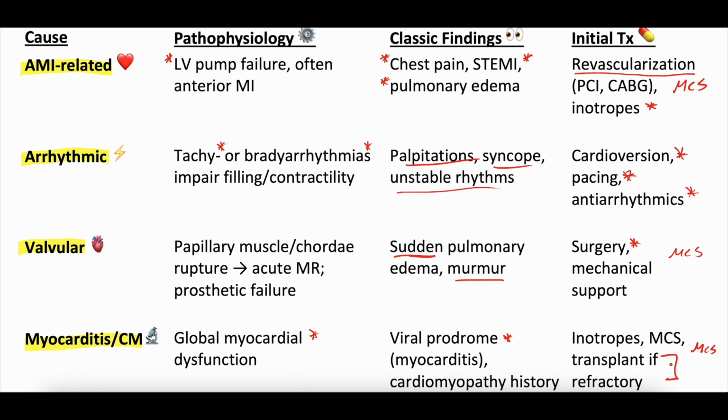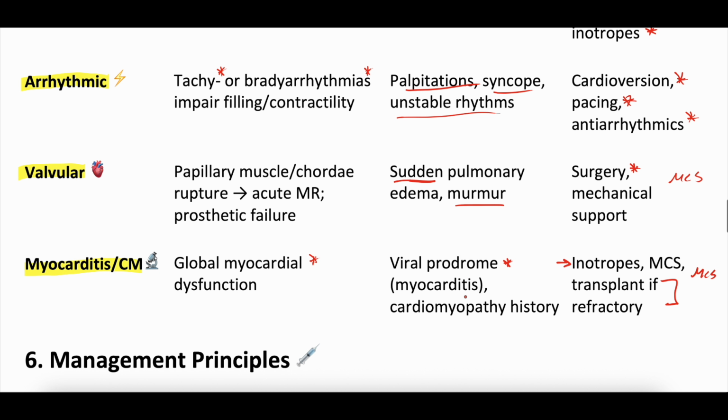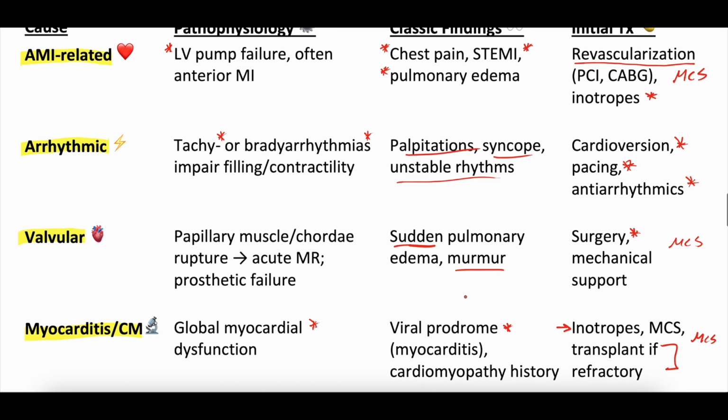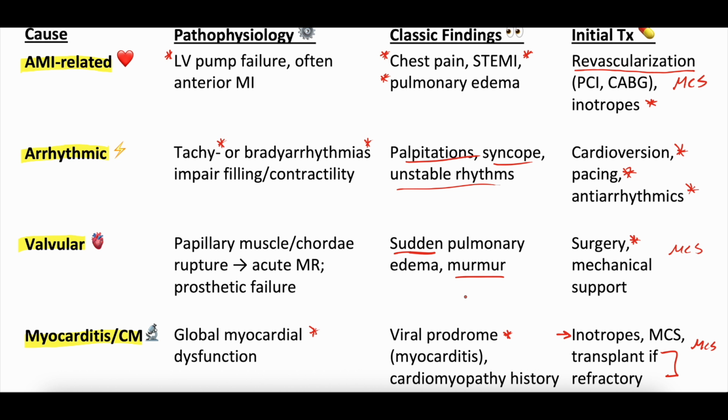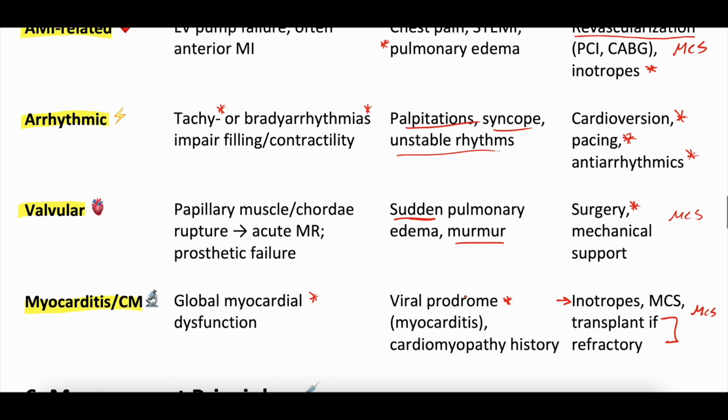If it's refractory, they might need a transplant. And in the interim, they might need inotropes to help that heart squeeze. Again, we've done lots of episodes on inotropes, so check those out if you're interested. So those are the main causes of cardiogenic shock and the management principles. Again, heart failure progression is somewhat of a unique beast, so we didn't include it here, but we plan to cover it on a future episode.